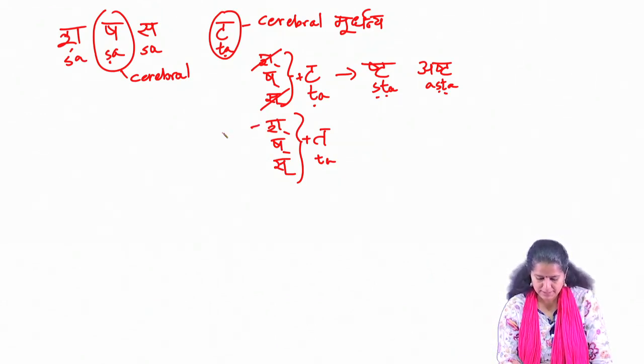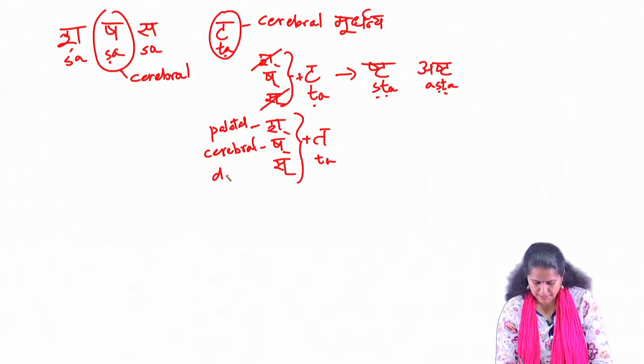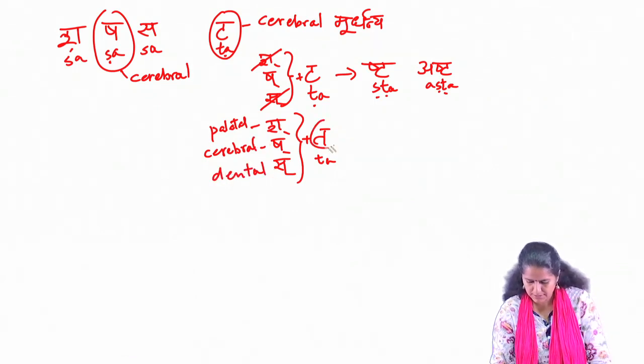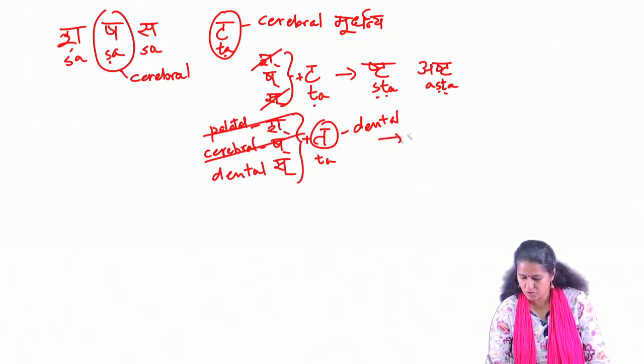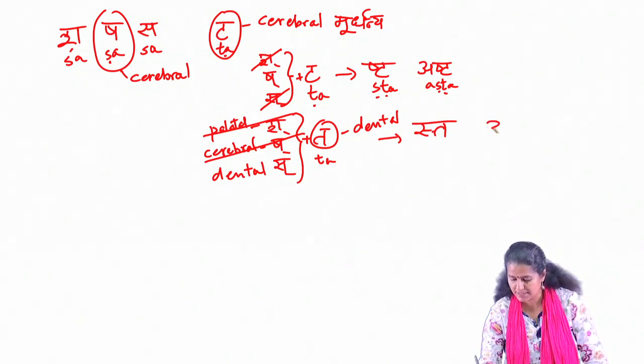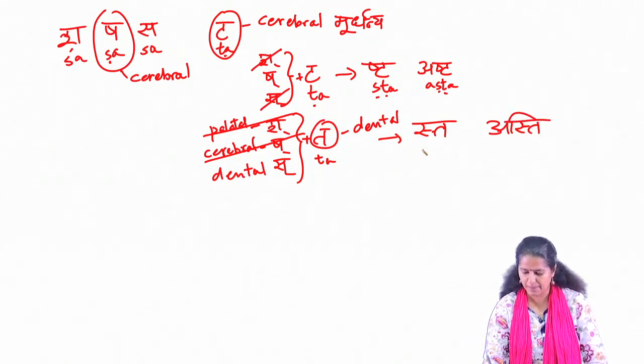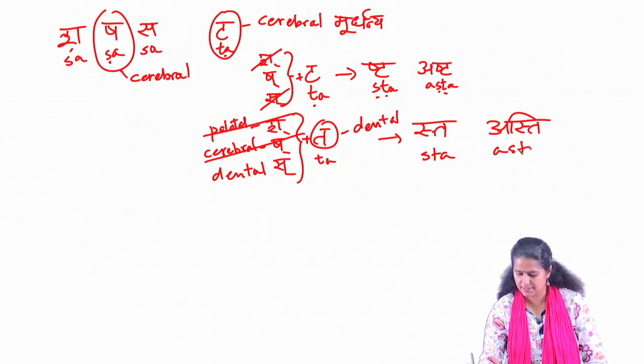This is a palatal, this is a cerebral, this is a dental, this letter is dental, and therefore, neither this nor that, and that is the only one. So, you will get it like that, st. And therefore, you have the word asti. You see s, t and e combining there. So, that is the st and that is the asti over there.